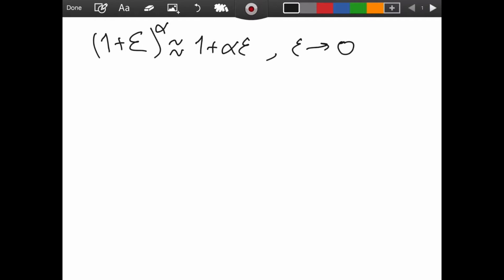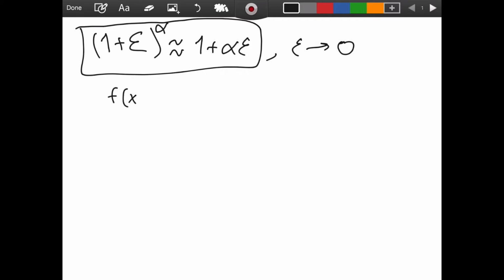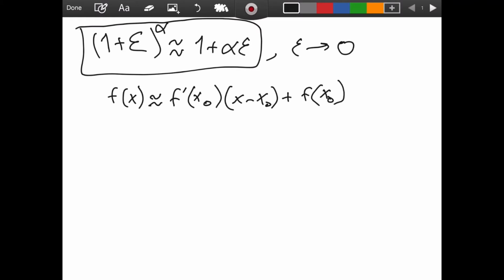So how can we use linear approximation to prove this statement? Well, first let's remember what linear approximation was. The formula for it is this: f of x is approximately equal to the derivative at the point x naught times x minus x naught, plus f of x naught. I proved this approximation in the last video, so if you don't know how this is correct, go check that video out.